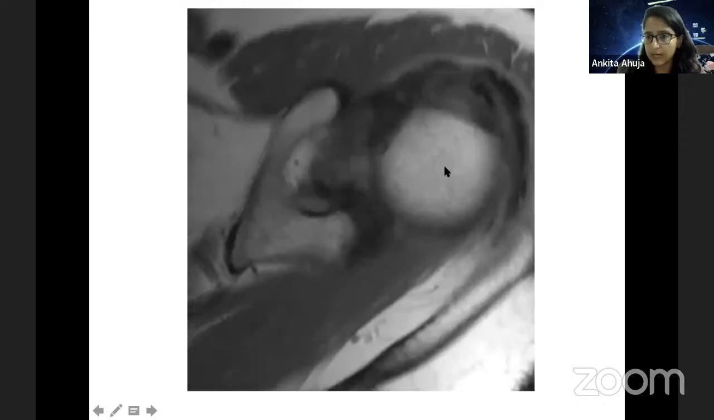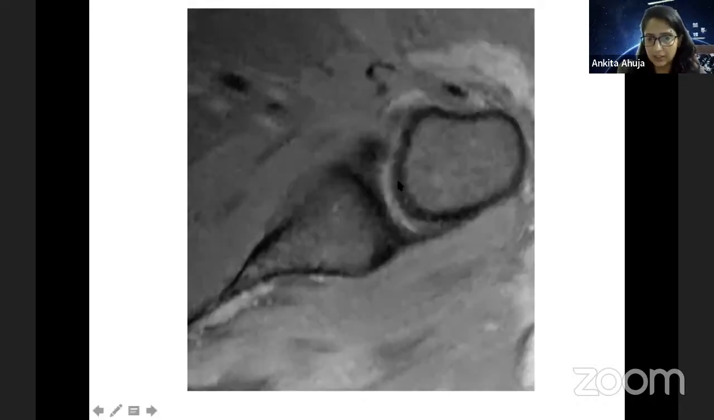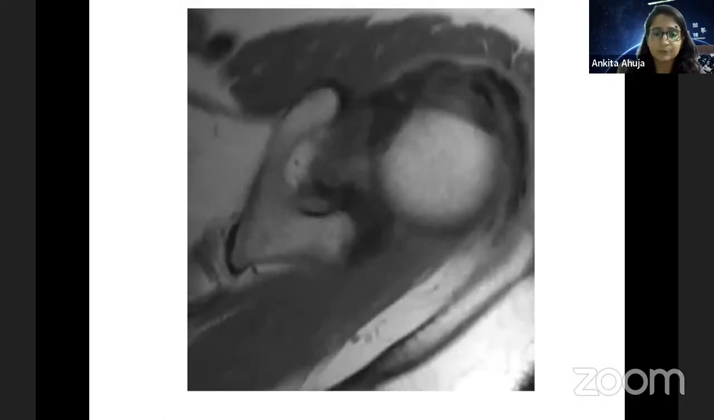In this the bones are bright. Bright thing is usually fat. One of the reasons is fat. So this is your PD weighted image and this is your PD fat suppressed image.